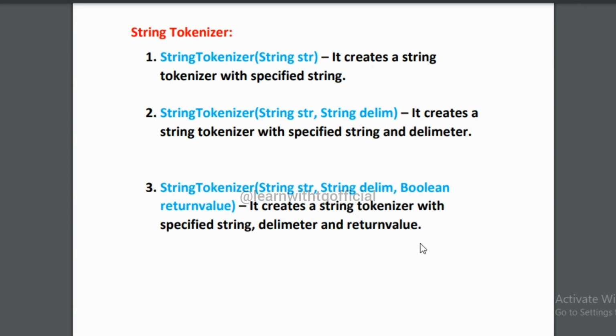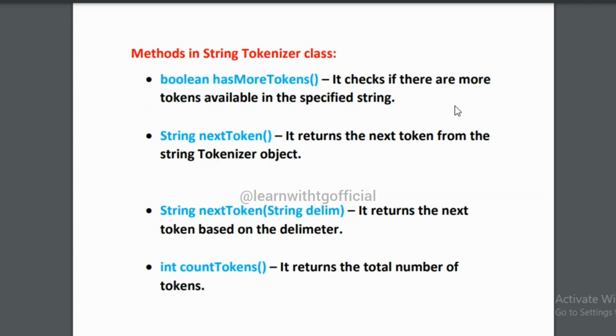Coming to methods in the StringTokenizer class, first one is boolean hasMoreTokens(), which checks if there are more tokens available in the specified string. Next, String nextToken() returns the next token from the StringTokenizer object. String nextToken(String delim) returns the next token based on the delimiter. int countTokens() returns the total number of tokens. That's all about this video, where we discussed the StringBuffer class and StringTokenizer.